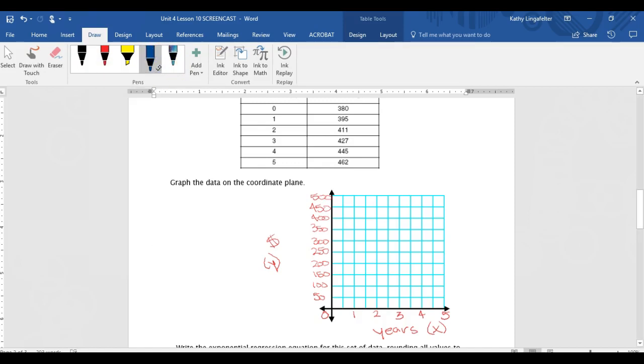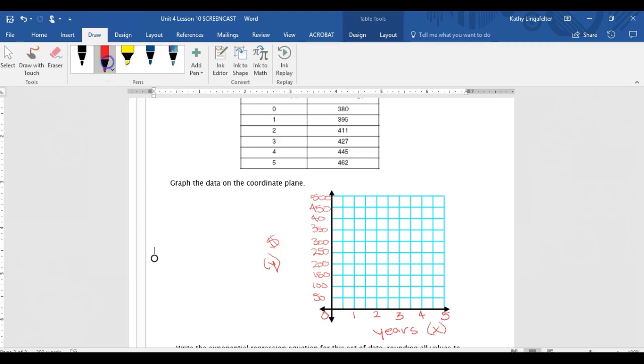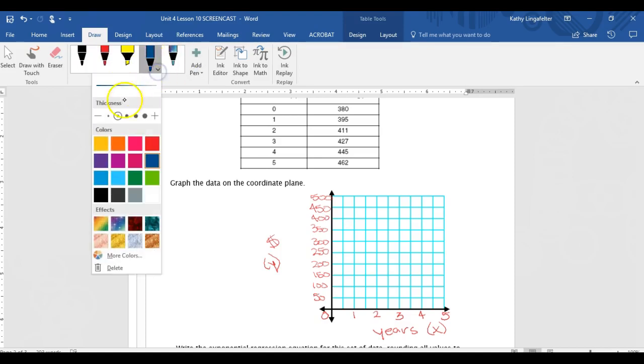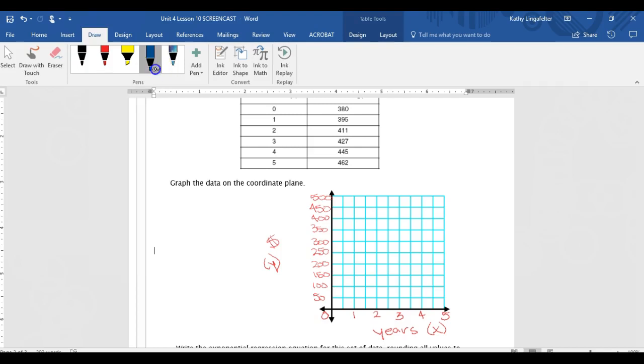Alright, so 0, 380, 1, 395. I shouldn't be making these so big because there's not much room to grow. Oops, and I put that in the wrong spot. Let me erase these first two. And I'm going to go to a smaller pen size. Here we go.